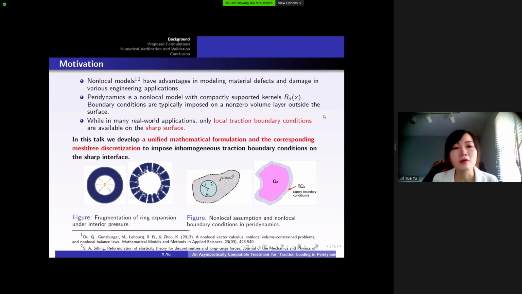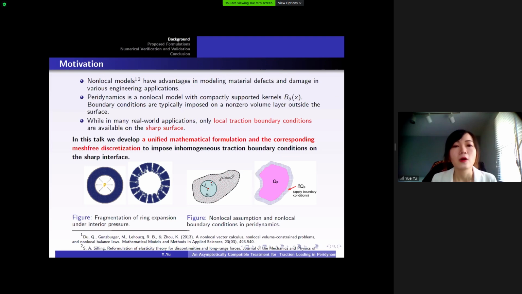However, as discussed in many previous talks, in many real-world applications, for example the one shown on the left-hand side here, only the local traction loadings are available on a sharp interface. For example, this comes from one of our simulations. There is a ring subjected to interior pressure, and this ring is going to expand, and finally cracks are going to develop on the edge, and the ring will become fully fragmented.